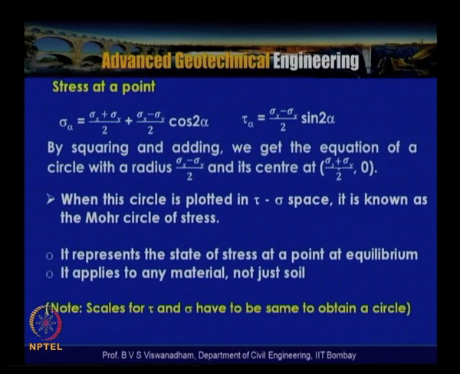So from the derivation, we have obtained sigma alpha and tau alpha in terms of sigma x, sigma y and alpha, and by squaring and adding we have got an equation representing a circle, with a radius of (sigma x minus sigma y)/2. Sigma x is the stress applied in the x direction, sigma y is the stress applied in the y direction, and the center is at ((sigma x plus sigma y)/2, 0). When this circle is plotted on tau-sigma space, it is known as the Mohr circle of stress. It represents the state of stress at a point at equilibrium, and it applies to any material, not just soil.